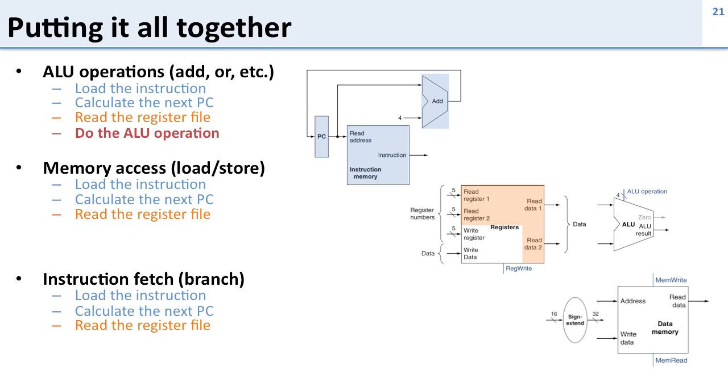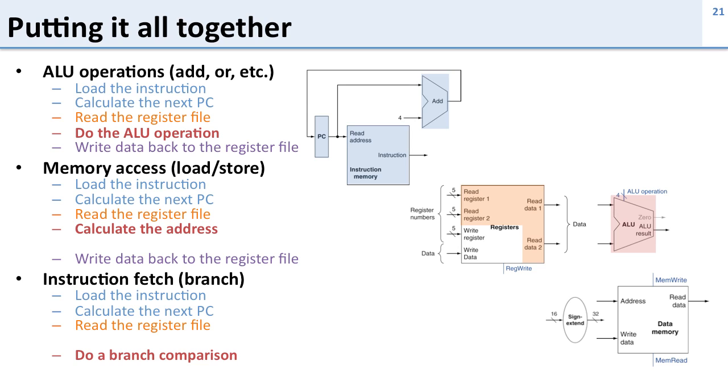Then the ALU operation is going to use the ALU to actually do the operation, the add or OR. Memory access is going to use the ALU to calculate the address. And instruction fetch is going to use the ALU to do a branch comparison. So it's going to do a subtraction to see if the two registers are the same. So all of these are going to use the ALU.